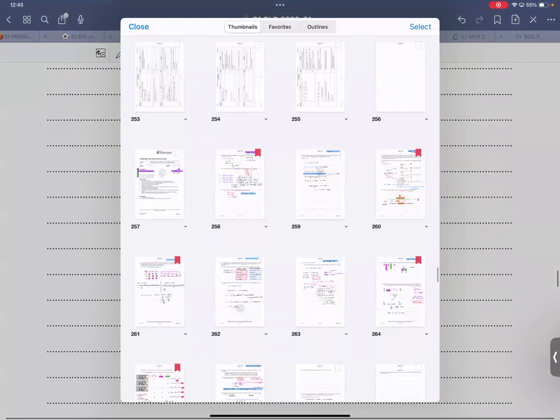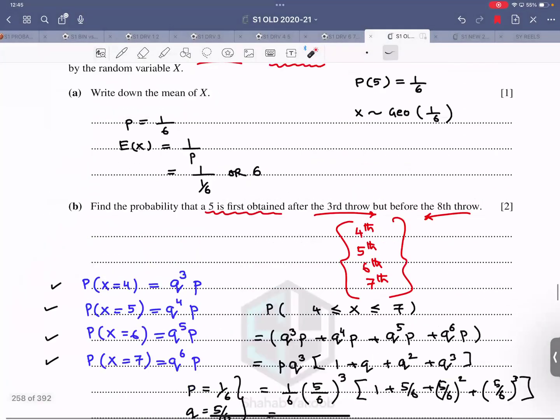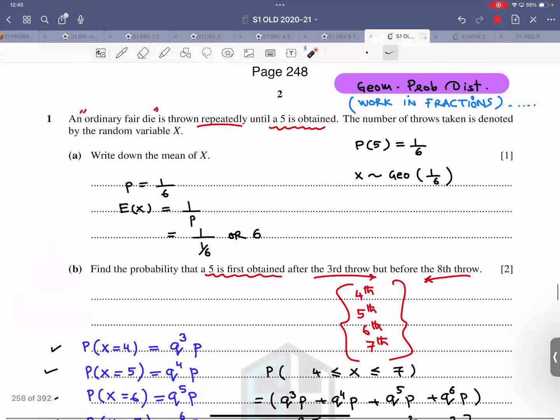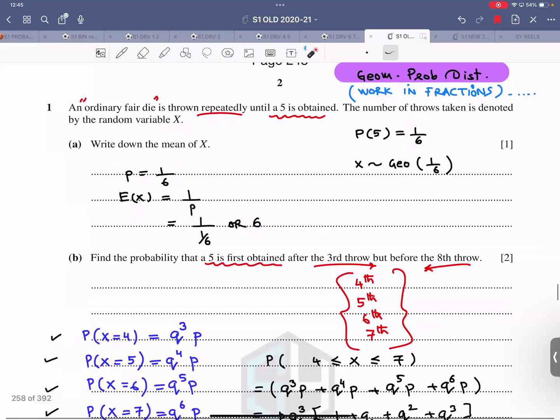Let's choose another question, something like this. Let's look at this one. Another geometric question. An ordinary fair die is thrown repeatedly until a 5 is obtained. Now the probabilities are fixed over here. The number of throws taken is denoted by random variable x, geometric probability distribution, work in fractions because we are dealing with fractions. P is 1 over 6, expectation x is the reciprocal.